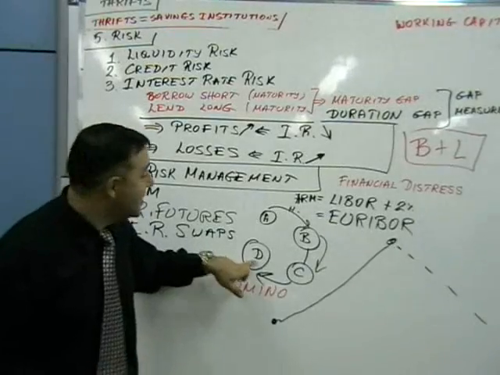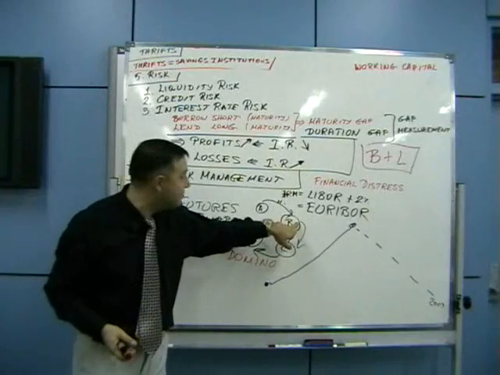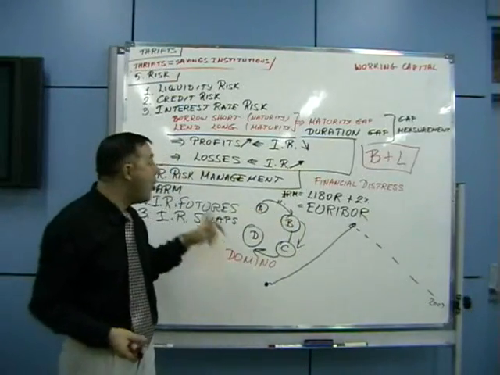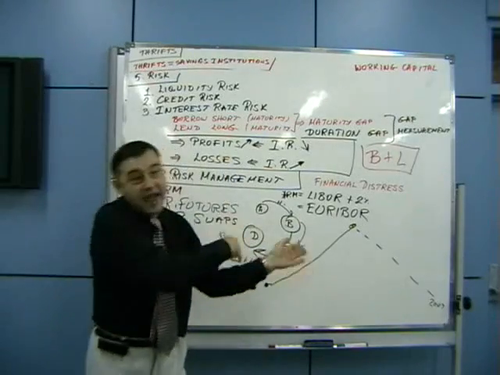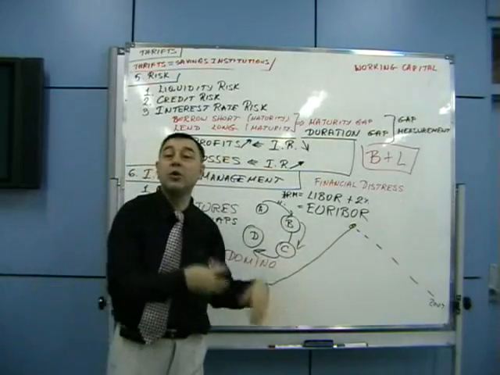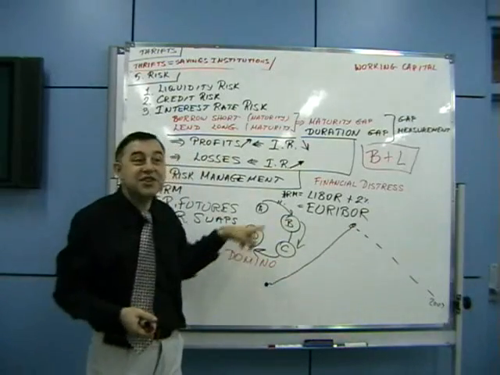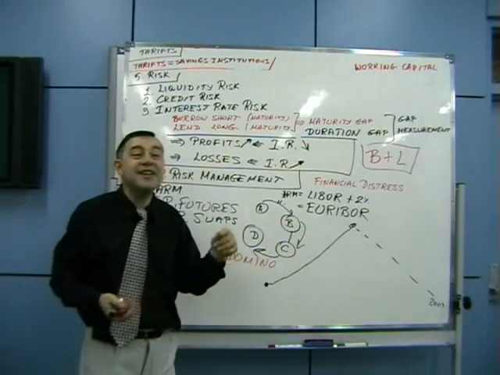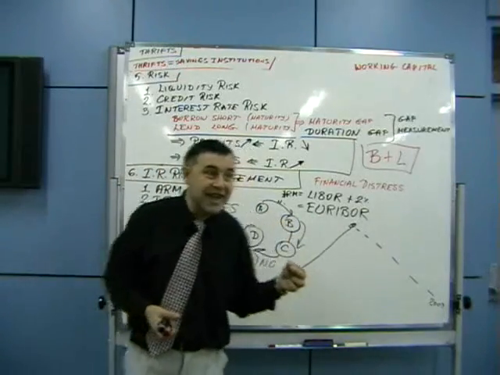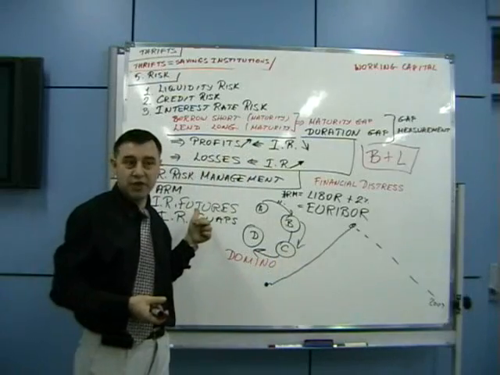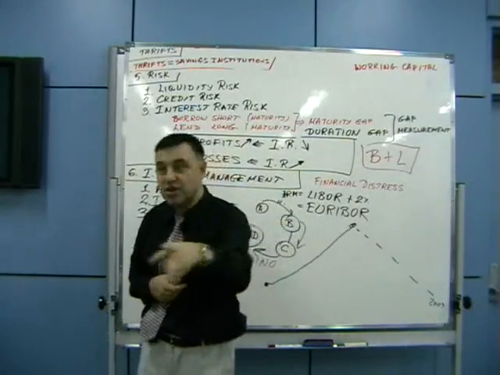D blows up, then C blows up in return. When C blows up, B blows up, and then A. So all you need is one of the dominoes to fall, and then the whole deck falls. All you're doing is creating a domino, but the point is the same. You do not eliminate the risk. All you did is transfer it from A to B to C to D.